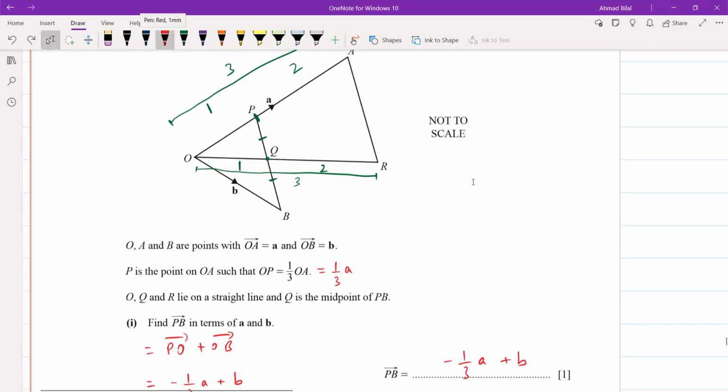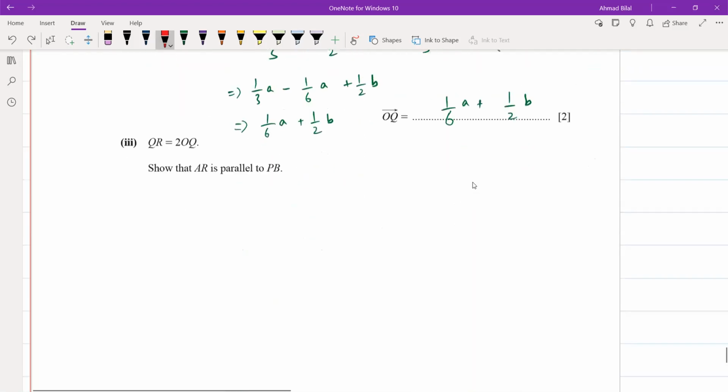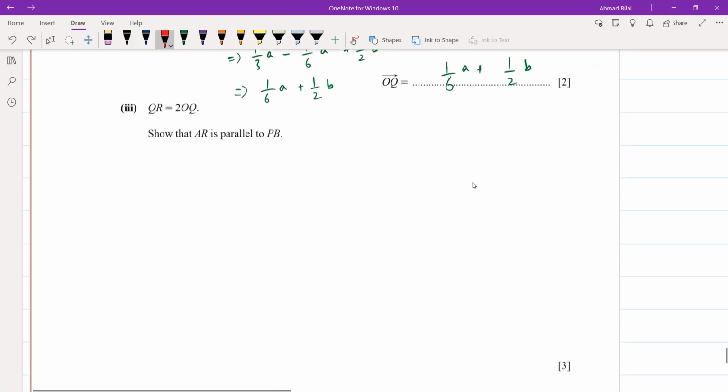Let's think about this now. AR is this and PB is this. ये दोनों आपने पैरेलल शो करने हैं. So how can we do this? पैरेलल वेक्टर्स किस तरह से शो करते हैं? वो एक दूसरे का स्केलर मल्टीपल होने चाहिए. They should be scalar multiples of each other. So what we can do here is we can first find the value of AR. पहले हम AR figure out कर लेते हैं.